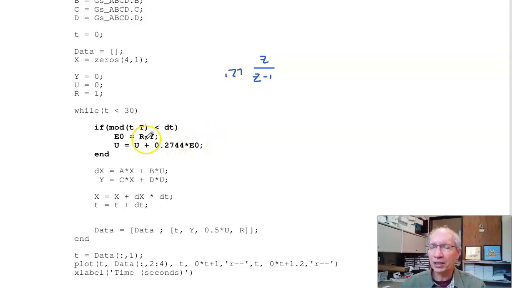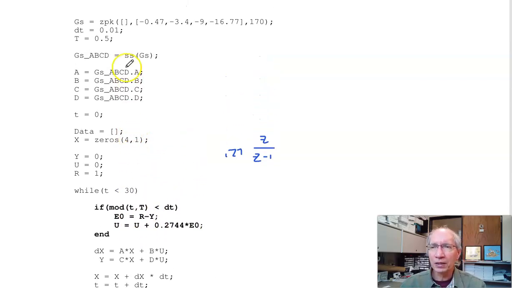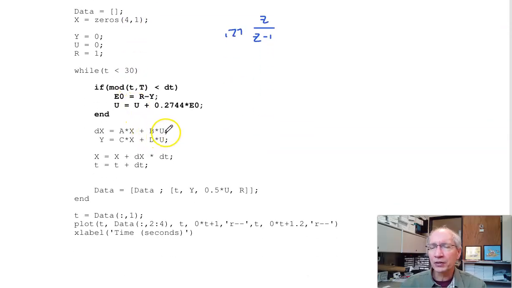The input is the error difference between r minus y. That gets updated every 0.5 seconds. Meanwhile, the system is actually running sampled every 10 milliseconds. I'm going to use numerical integration. So here's your x dot equals Ax plus Bu, y equals Cx plus Du. U is only updated every 0.5 seconds. That's my discrete time compensator.